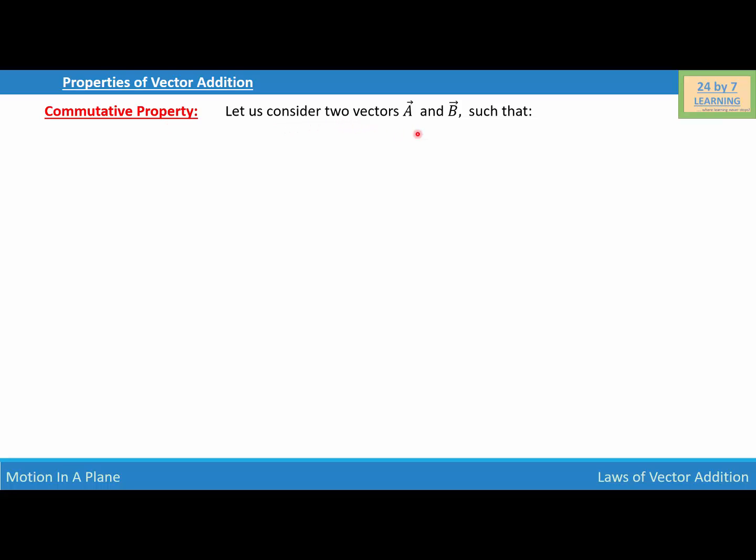Let us consider two vectors A and B such that vector A plus vector B is equal to vector B plus vector A. In other words, we can say that it doesn't matter how we add the vectors, we will always get the same resultant vector.